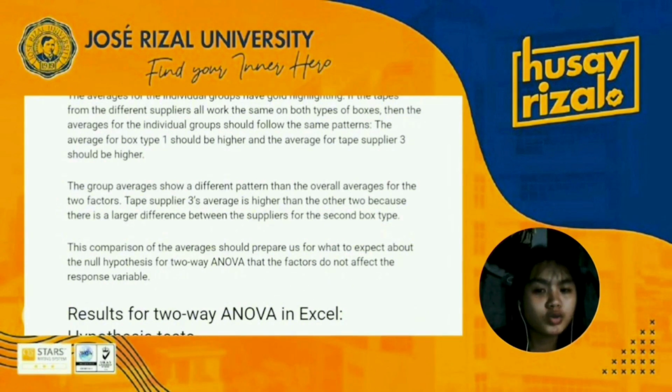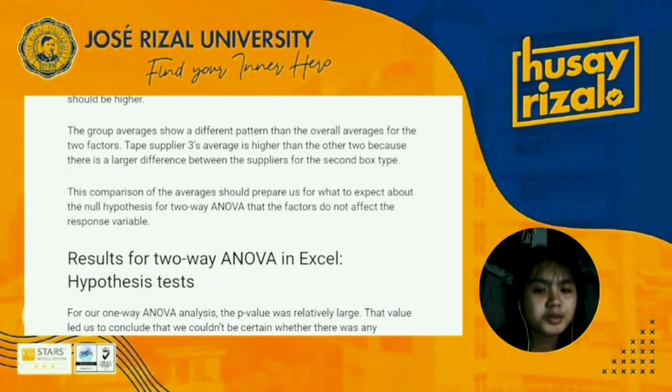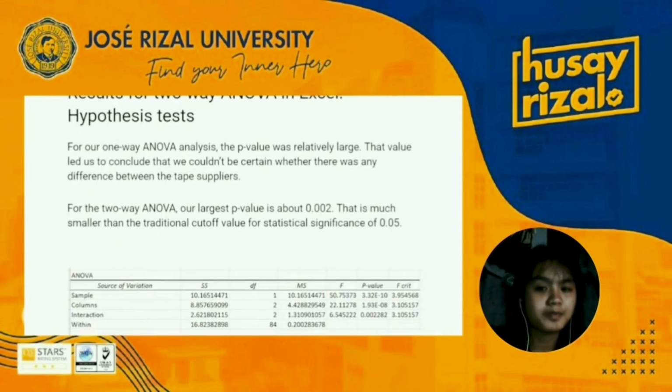average for the two factors. Tape supplier T's average is higher than the other two because there is a larger difference between the suppliers for the second box type. This comparison of the averages should prepare us for what to expect about the null hypothesis for two-way ANOVA, that the factors do not affect the response variable.